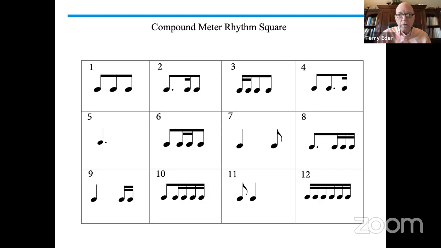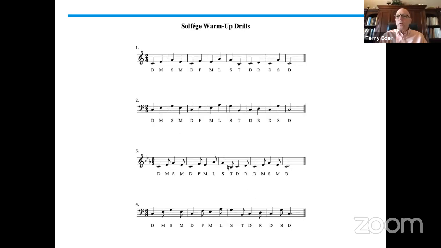Okay, so next, you're going to need to warm up for the sight singing. So I gave you some of this is my favorite warm up drill that I use. And you can start it, like on C, do, mi, sol, mi, do, fa, mi, la, sol, ti, do, re, do, sol, do. Okay. And then go up to do, mi, sol, mi, do, fa, mi, la, sol, ti, do, re, do, sol, do.